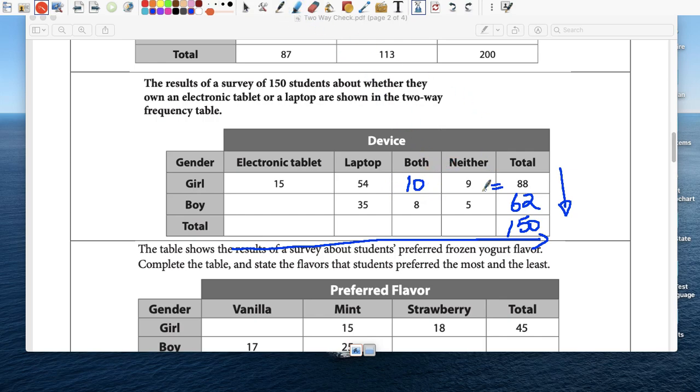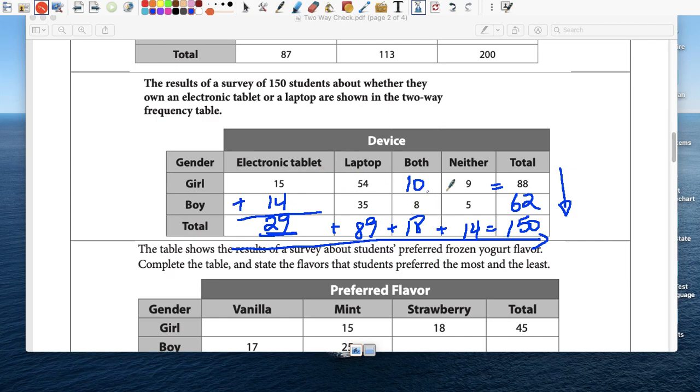And then the rest, I can just add up and down. 9 plus 5 is 14, 10 plus 8 is 18, 54 plus 35 is 89. I can then find this number here, right? Because the sum of that number plus 89 plus 18 plus 14 should give you 150. So we can just subtract 150 minus 89 minus 18 minus 14. That's going to give us 29. And then we can easily find 15 plus some number is 29, and that's 14. And then you can start reading the graph.